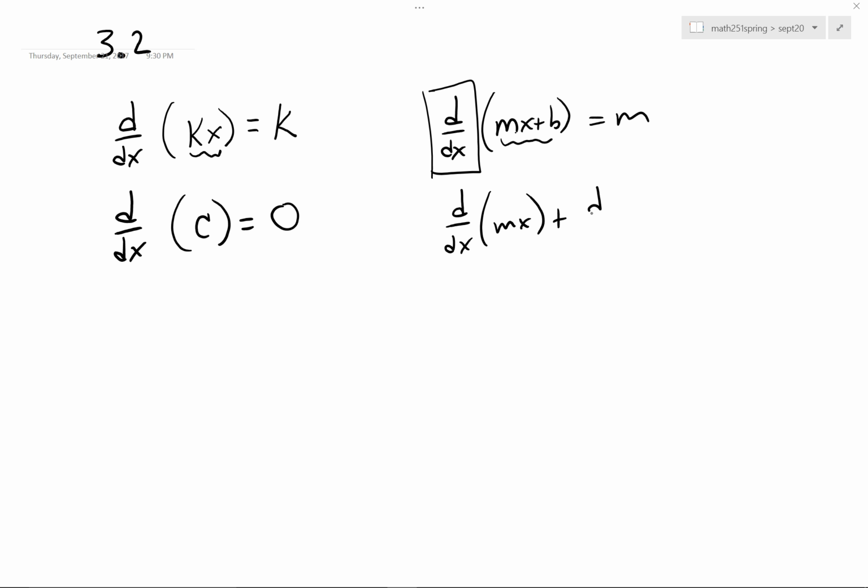I can take each piece and look at it individually. And what is the derivative of a constant? 0. And what is the derivative of mx? Just m. So my answer is just m. Is that true for minus? Well, of course, plus or minus, right? That was also true when we did limits. The limit of the sum or difference is the sum or difference of the limits, right? That's what we said. It's just the same thing here.